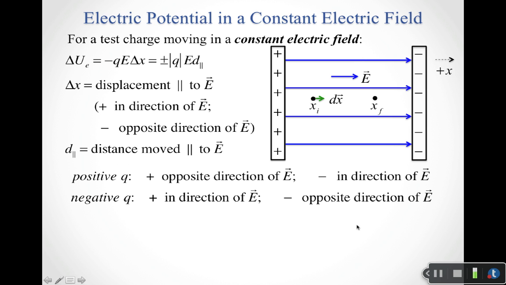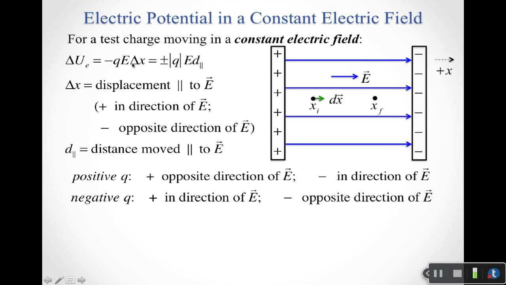So let's talk about what goes on with the electric potential in a constant electric field. Well, if you look back in your notes, we talked about the change in the electrical potential energy within a constant electric field. We can sort of think of it in one of two forms. One is, well, it's negative, plug in your charge with its sign, so this can be either positive or negative.